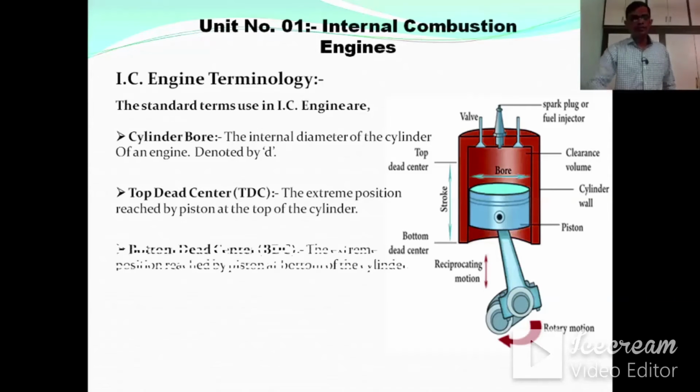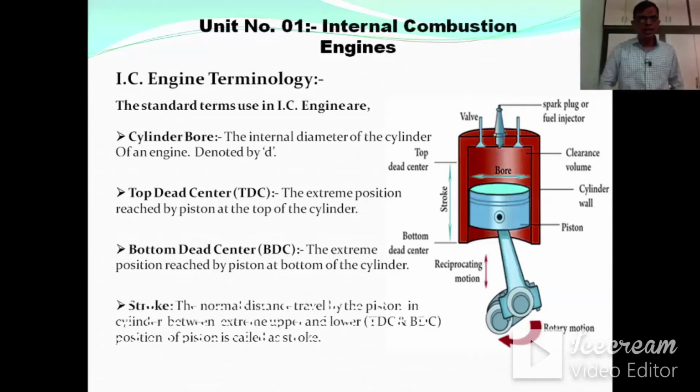Next is bottom dead center. What is the bottom dead center? When the piston moves in the downward direction and reaches the extreme position at the bottom of the cylinder, it is called the bottom dead center. So the cylinder has one top dead center, where the piston reaches the extreme top position, and the piston moves to the extreme bottom position of the cylinder, which is called the bottom dead center.